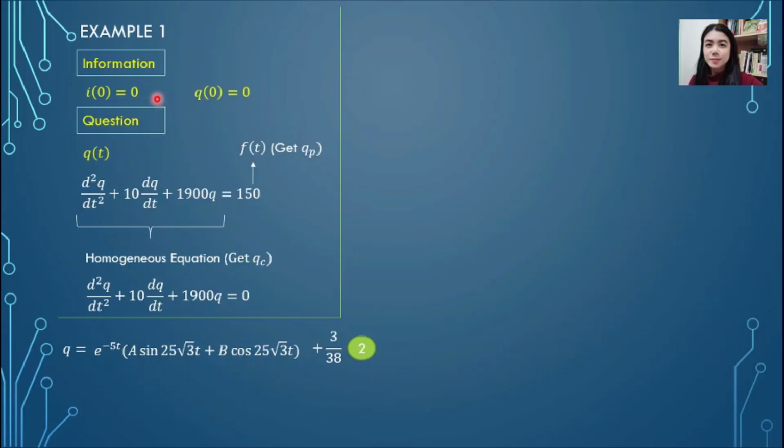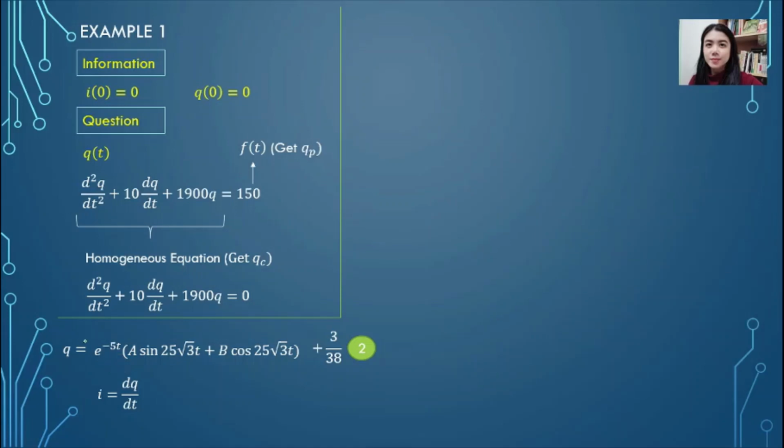You have I0 equal to 0 and Q0 equal to 0. Q0 equal to 0 you can use in equation number 2. But for I0 equal to 0, you need the equation for I. You can obtain the equation I from I equal to dq/dt, which means you need to differentiate your equation number 2. If you differentiate equation number 2, you need to use the product rule here.